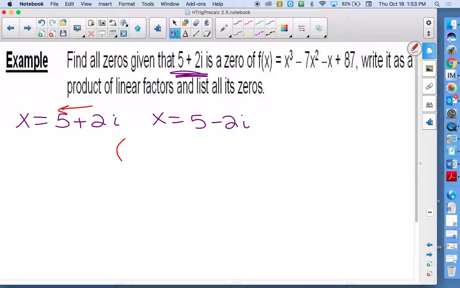So if you take it to the other side, what would it be as a factor? Virginia? What do you have to do to the x or the 5 to get it to the other side? You subtract it. What do you have to do to the 2i to get it to the other side? Divide by 2. How do you move it? You just subtract it. Yeah, so we'll just subtract the 5, subtract the 2i. So with the other one, we still have to subtract the 5, but it's minus 2i, so to get it to the other side, we have to add 2i.